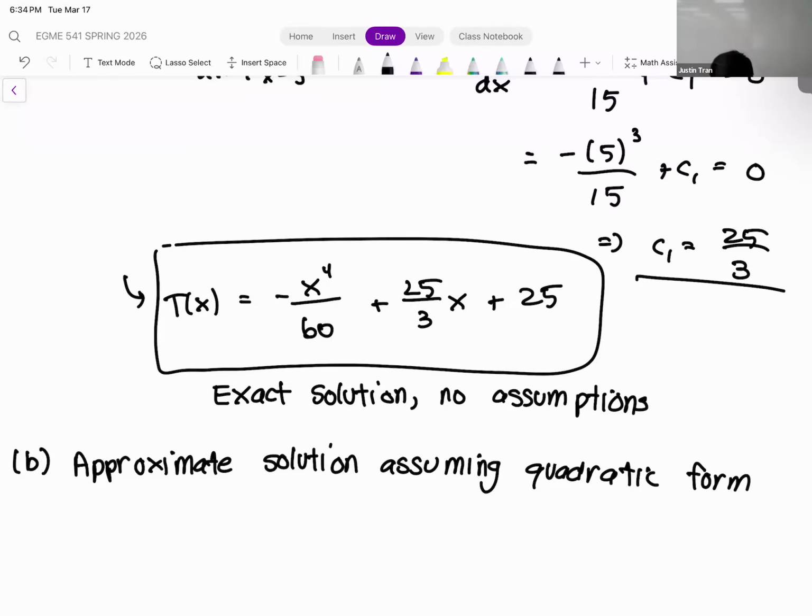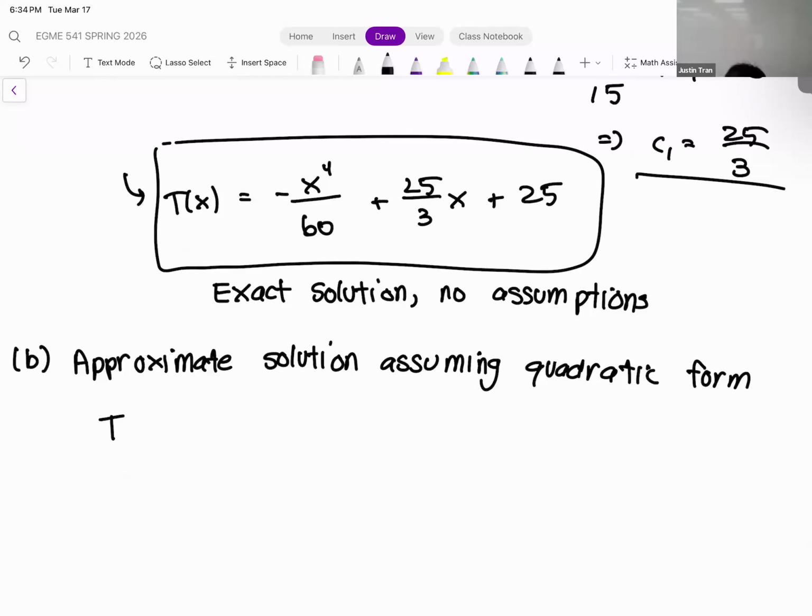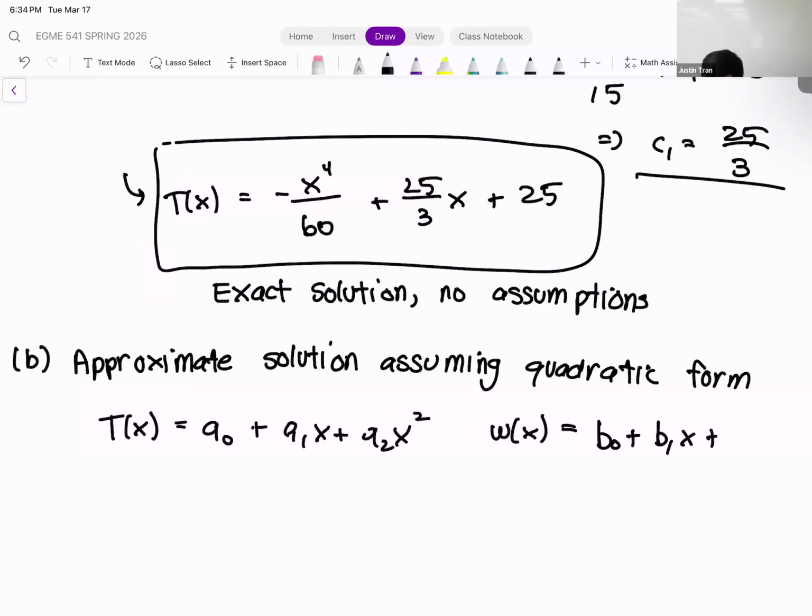So if we're going to assume a quadratic form, we're going to say that T of x is going to be some quadratic function. So it's equal to a0 plus a1 times x plus a2 x squared. And that means w of x is going to have the exact same form, but with different coefficients. So w of x is going to be b0 plus b1 times x plus b2 x squared.